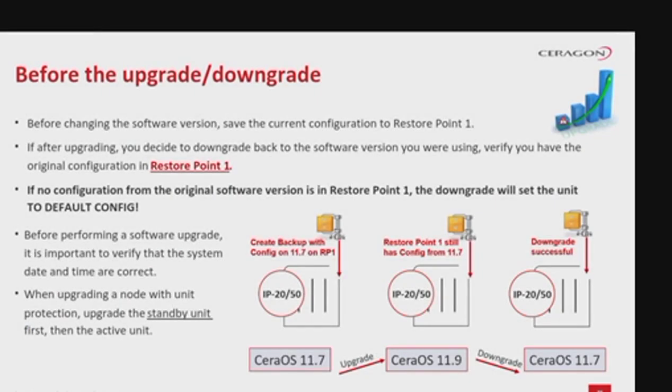First, let's highlight a few important aspects related to software upgrade or downgrade. Before changing the software version, save the current configuration to restore point 1. Do not select Other Restore Point Number. We need to do this because, in case you decide to downgrade, the system will use the configuration file stored under restore point 1. If no configuration file was saved in restore point 1, in case of downgrade, the system will set the unit to factory defaults.